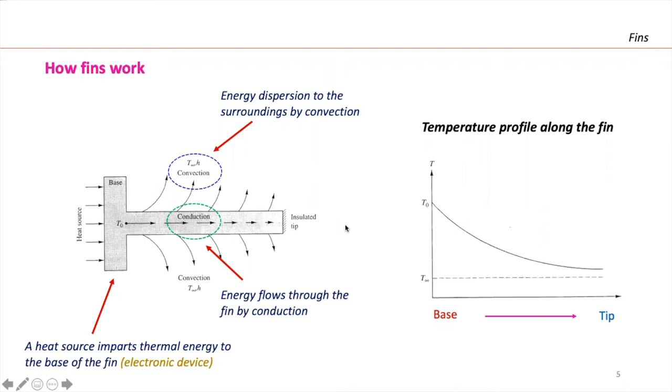So if we consider an insulated tip, we typically disregard the tip. Why? Because it is also a very small area compared to the whole extended surface geometry. So we will have a temperature profile along the fin that looks like the figure to your right, right? The base is hot because it's the one that is receiving the heat from the electronic device, right? And as we move towards the tip, the temperature is going to decrease, tending to the surroundings temperature, right? So in a fin, convection and conduction are both happening, right? And we employ a fin to disperse heat and reduce the temperature from the base to the tip, right?